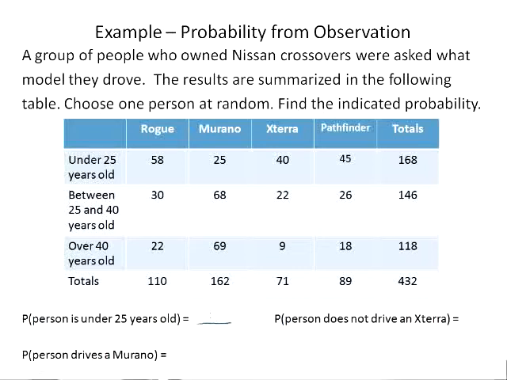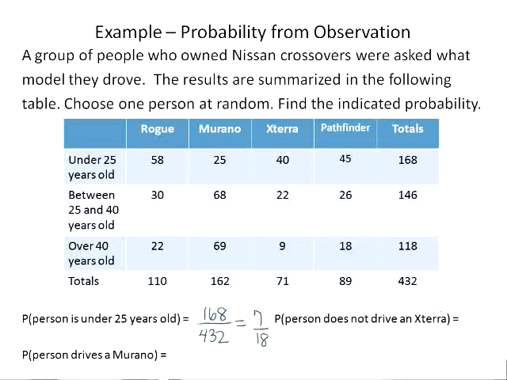So remember probability as success over total. We know that there are 432 people total, but the number of successes would be the number of people who are under 25 years old. That total is 168. Okay, we will need to reduce this completely. So that reduces to 7 divided by 18.